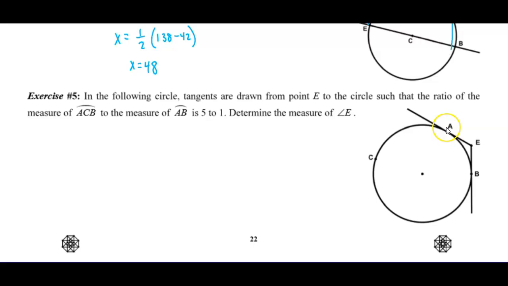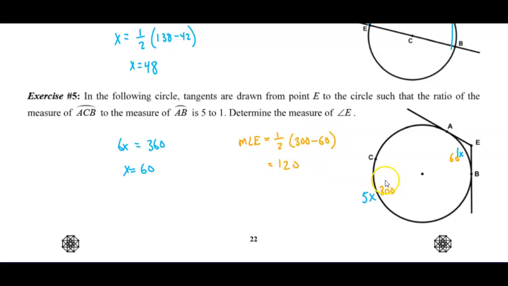All right, now it doesn't give me the arcs this time in degrees. It tells me that the ratio is 5:1. So I've got a 5x and a 1x. That adds up to 6x. We know that the total circle is 360. So x equals 60, which means that the minor arc AB must have been a 60-degree arc. The major arc must have been a 300-degree arc. And since the exterior angle is found by taking half the difference, measure of angle E would be 1/2 the difference between 300 and 60. That's 240. Half of that is 120.